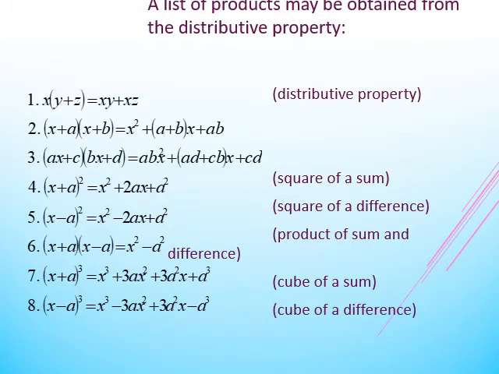Here you are the list of products that may be obtained from the distributive property. Now this rule is not for saving, it's for practicing more and more. If you use these forms to solve the examples in chapter 1 and in the incoming chapters, you will solve the examples and exercises very easily. Don't save it, just practice more and more on these rules. So we will take examples to practice more.